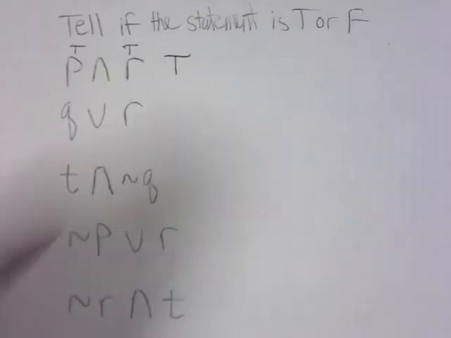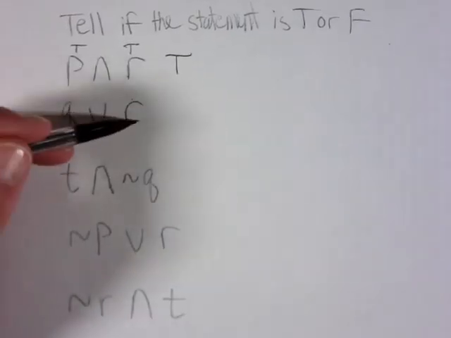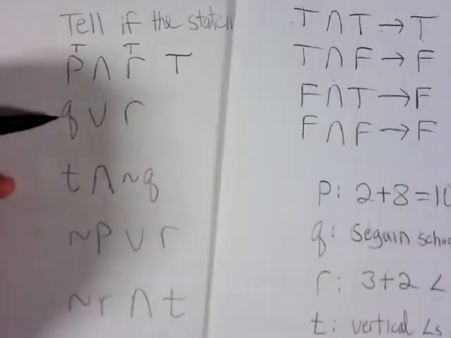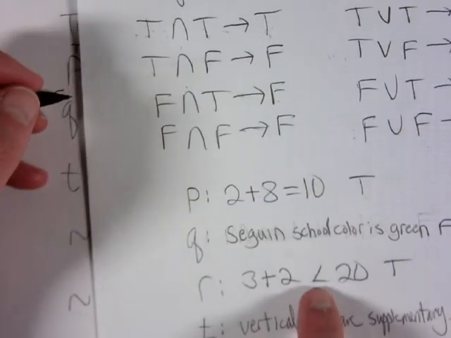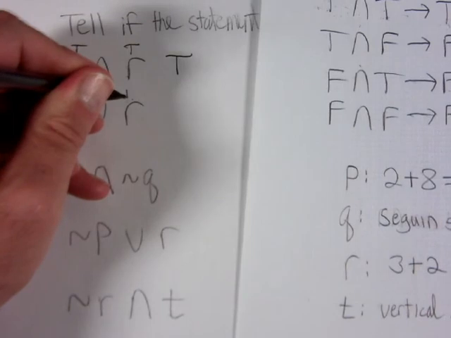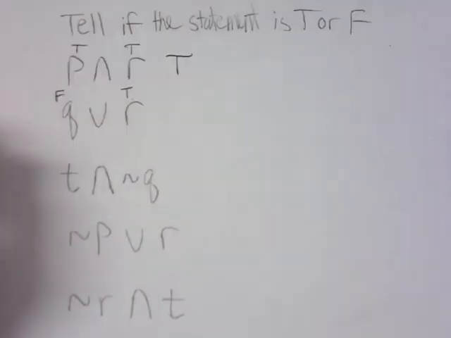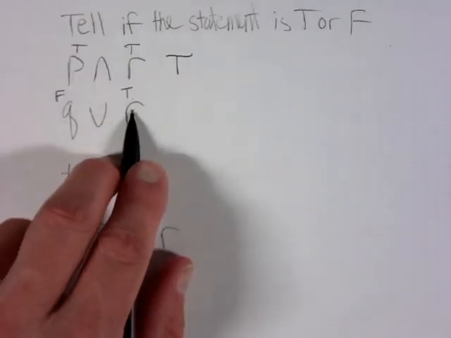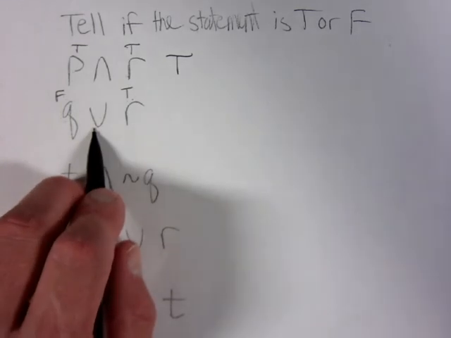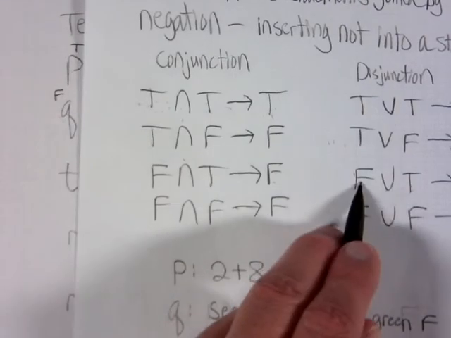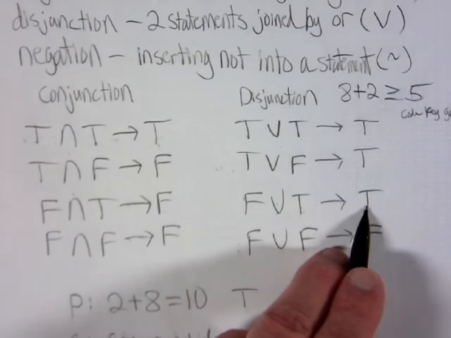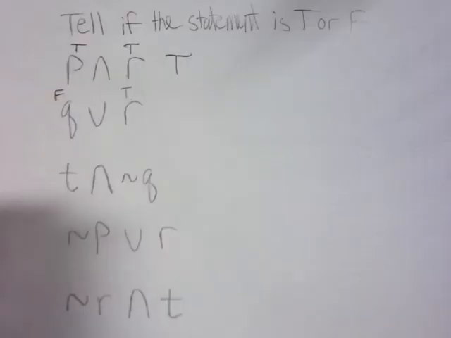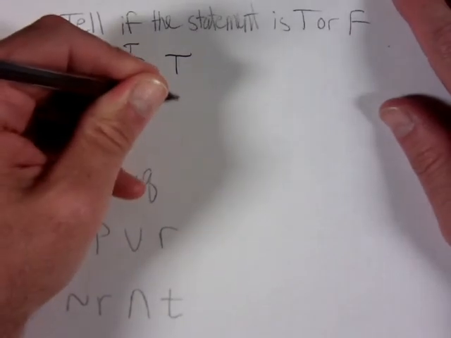All right, so Q or R. So the statement is Seguin's school color is green, which is false, or 3 plus 2 is less than 20, which is true. So I've got one part of the statement which is false and one part which is true. But remember, since it's an or statement, if you've got false or true, then the entire disjunction has to be true. All right, so the answer to this one would be true.